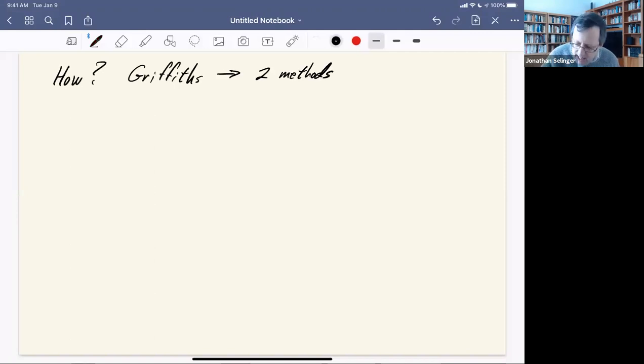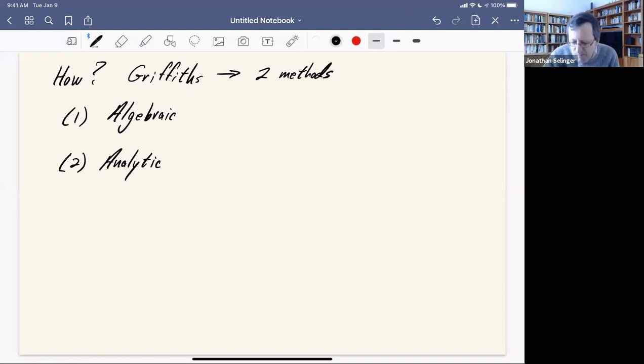Okay. And the two methods are what he calls algebraic and analytic. So let's talk about what these two things mean. By the algebraic solution, I mean what I would call clever tricks with operators.